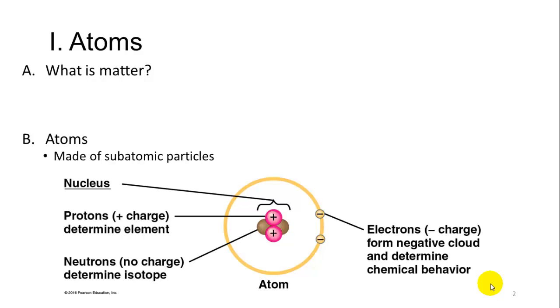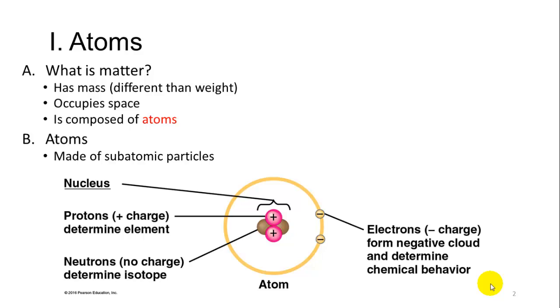So first off, the most basic question is, what is matter? Well, matter has mass, by definition. This is a little bit different than weight. Weight is a measurement of gravitational pull. Mass is something that occupies space and is composed of atoms. Atoms are our basic element of matter. Now it does get smaller than that, but for the purposes of this class, that's where we're going to start.